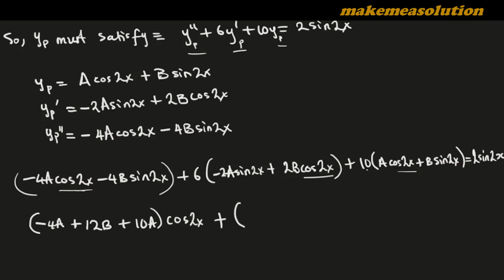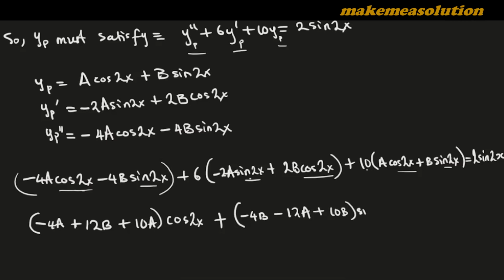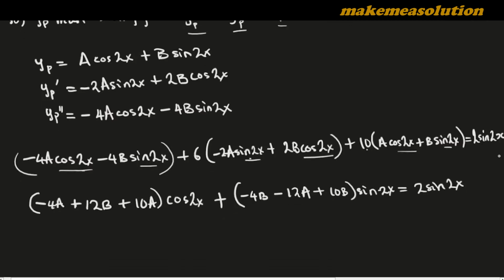So let's go to terms in sine 2x now. For sine 2x, I have this, I have this, and I have this. So for this, the coefficient is negative 4b. Then for this, the coefficient is negative 6 times 2a is negative 12a. Then for this last one, the coefficient is 10 times b is plus 10b. All of them are related to sine 2x, and this is equal to 2 sine 2x. Is that okay? So we are going to begin our comparison.